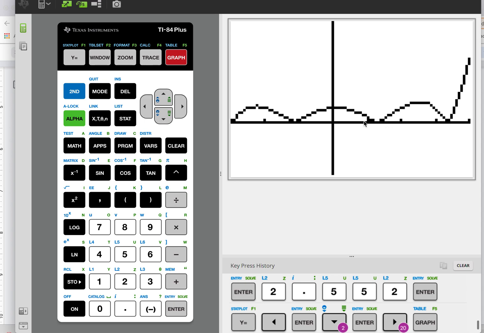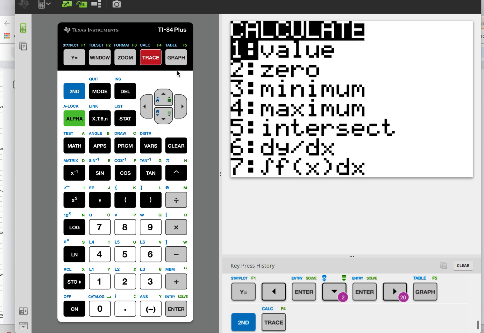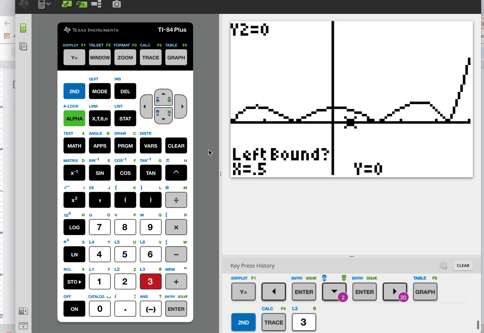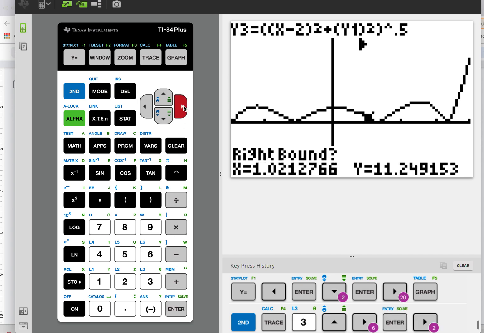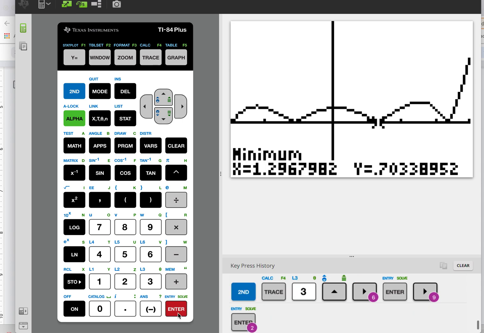If I were to zoom in, I could do a zoom box and zoom in on that, but in the interest of saving time, I will not. I just need to know what is the minimum value of this function right in that region. So I do second and trace, and I want to find minimum value. So this is 3. And then I don't want to be doing the 0 function. I want to jump up to that one. And as long as I get close to it, but I'm above it on the left, I'm good, the left bound. And then I just need to get past it here. And I'm definitely past it there. And then I'm going to pinch off. And okay, my minimum value there is when x is 1.297.